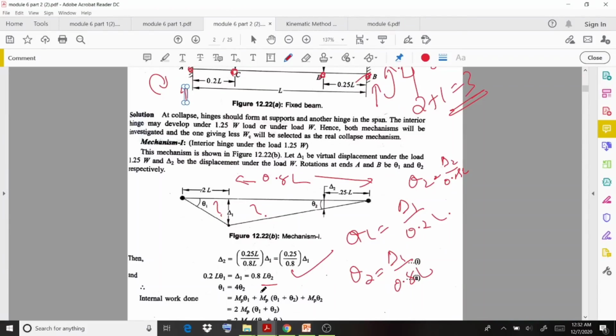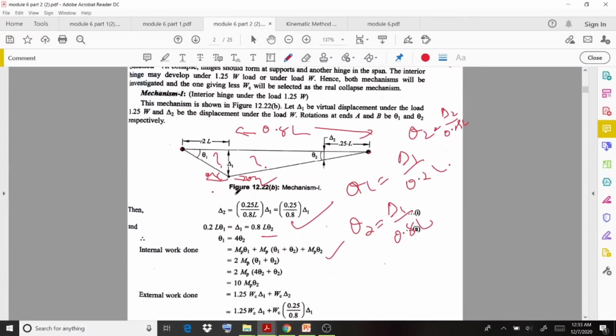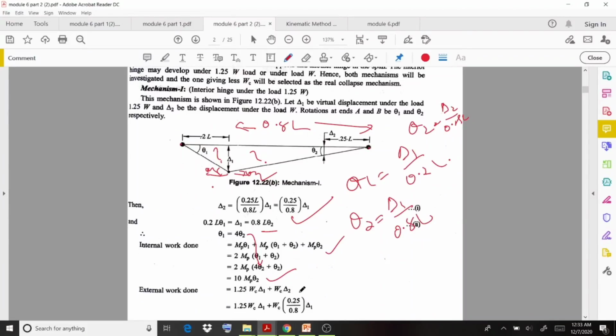Then the internal work done you can easily calculate. First of all, MP multiplied by theta 1. Then coming to this point, that is MP multiplied by theta 1 plus theta 2. Here theta 1 and here theta 2. Then here you have to consider MP theta 2, and if you substitute those values for theta 1 in terms of theta 2, you will get 10 MP theta 2. Okay, so that's the internal work done.